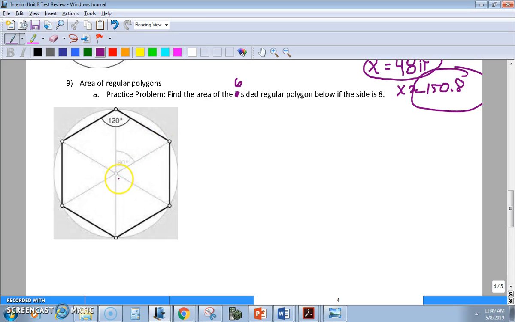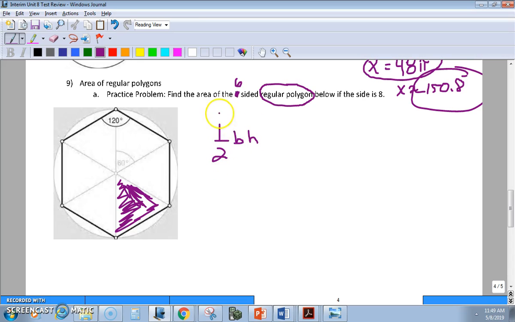So the important part to remember here, guys, is that once we find the area of one of these triangles, we can just multiply it by 6, right? Because there's 6 pieces that are exactly the same. That's part of what a regular polygon means. So you just have to remember, how do I find the area of a triangle? And that is 1/2 the base times the height.